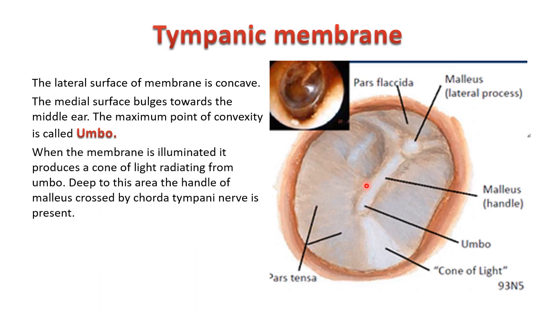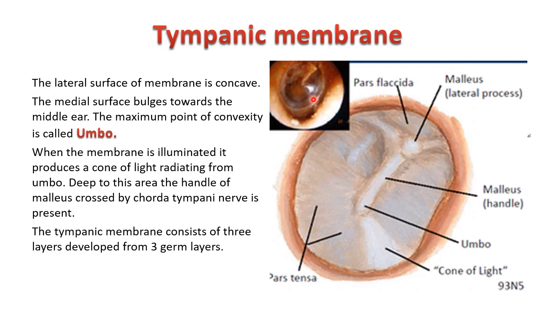Okay, so when the membrane is illuminated, you are able to see a cone of light on the anterior inferior part. There you will also be able to see a slight yellow projection, which is the handle of malleus, and deep to that handle of malleus the chorda tympani nerve is passing. So you see a cone of light mainly in the anterior inferior quadrant of the tympanic membrane.